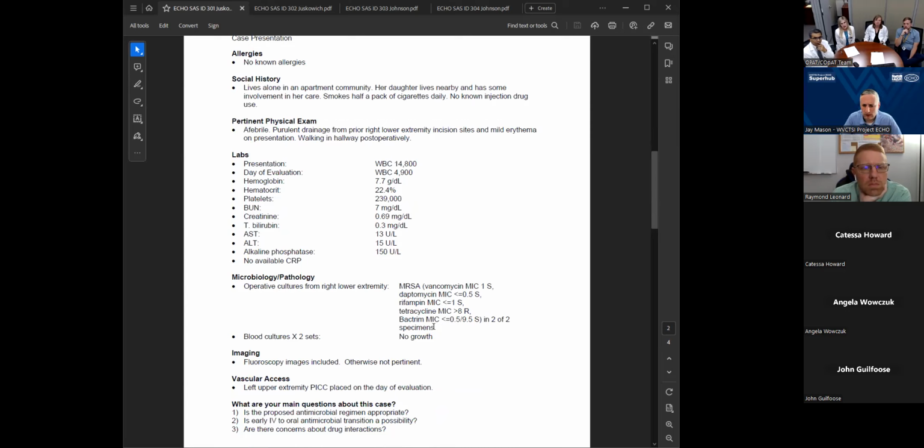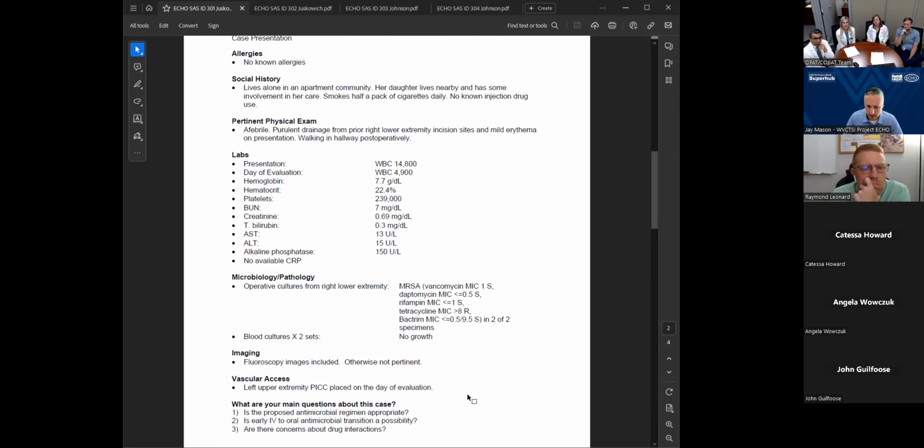When she underwent her hardware removal and reimplantation, again, operative cultures grew MRSA. I have the susceptibility panel here. So this basically shows that it was susceptible to vancomycin, which was part of her initial regimen, as well as rifampin, resistant to tetracycline, and susceptible to Bactrim. And blood cultures in her case were negative, so she did not have a bacteremia.